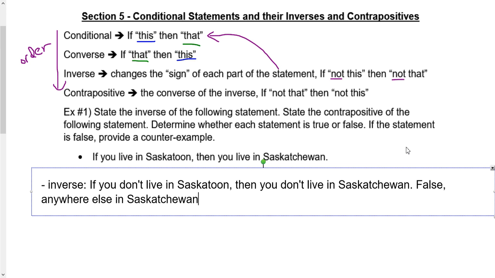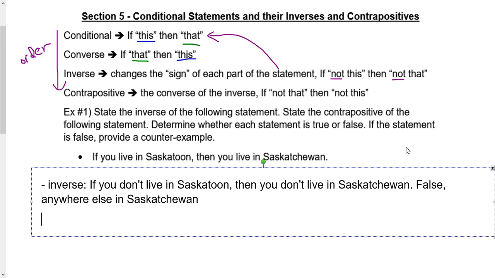You could live in Lloyd. You could live in Elbow. You could live in Eyebrow. You could live in Armpit, I think. Can't remember. But there's a whole bunch of other towns and cities in Saskatchewan.